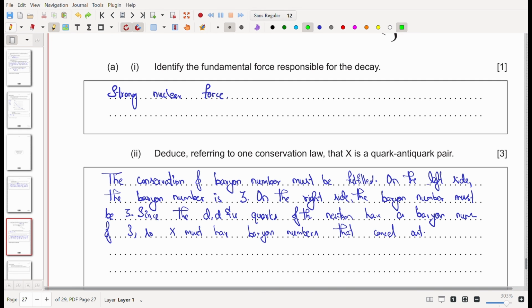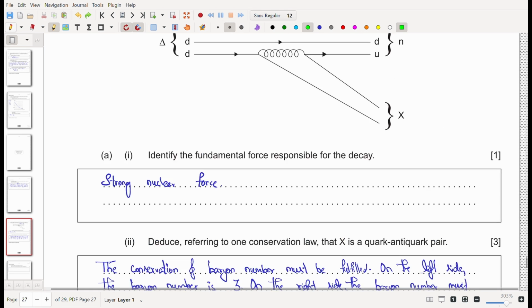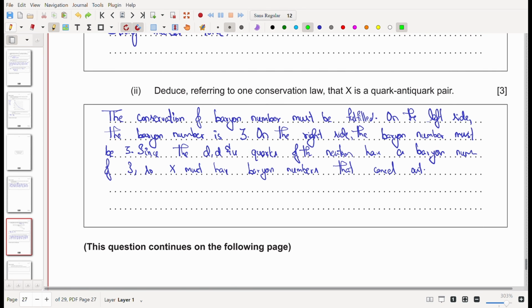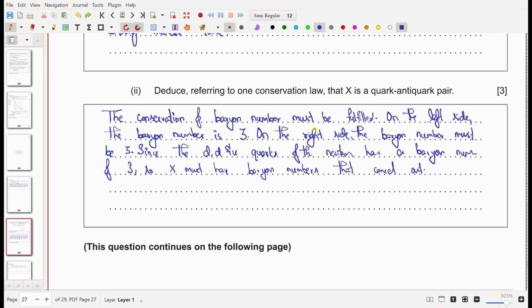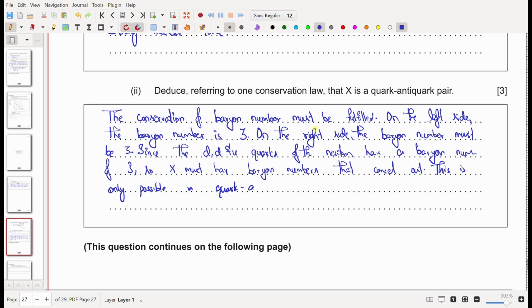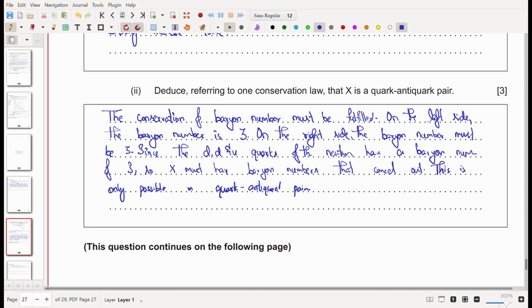I made a statement saying that. Next, since the down, down and up quarks of the neutron over here account for the 3 baryon number, X must have a baryon number that cancels out. And the important point here is this is only possible in quark-antiquark pairs. And that's it.